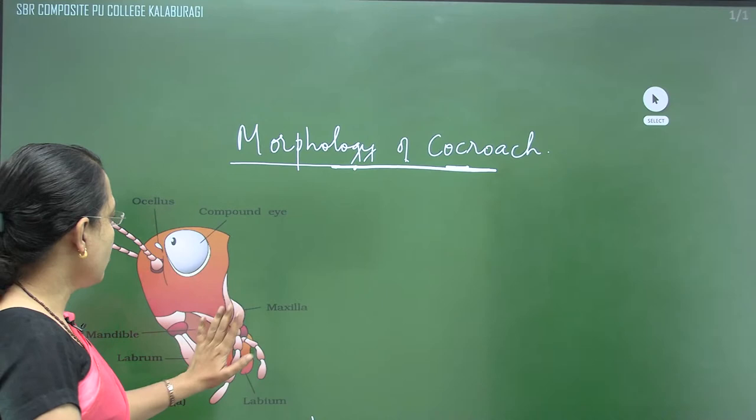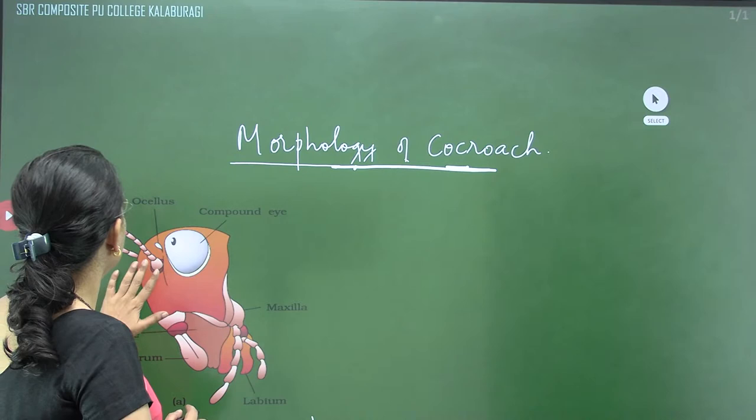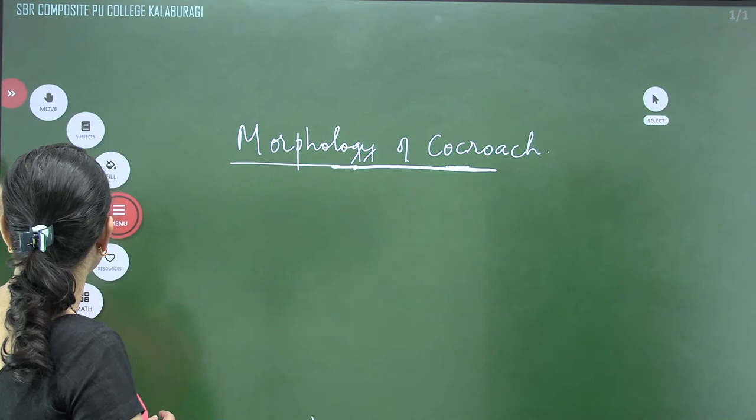Now next, what I'll be explaining is the mouth parts of the cockroach. Okay. So this becomes the mouth parts of the cockroach.